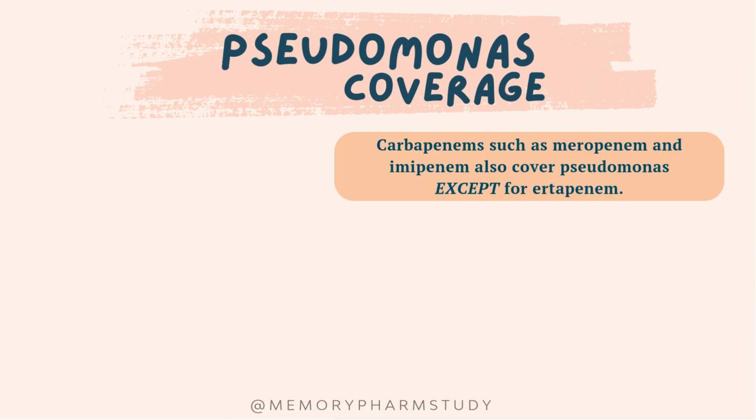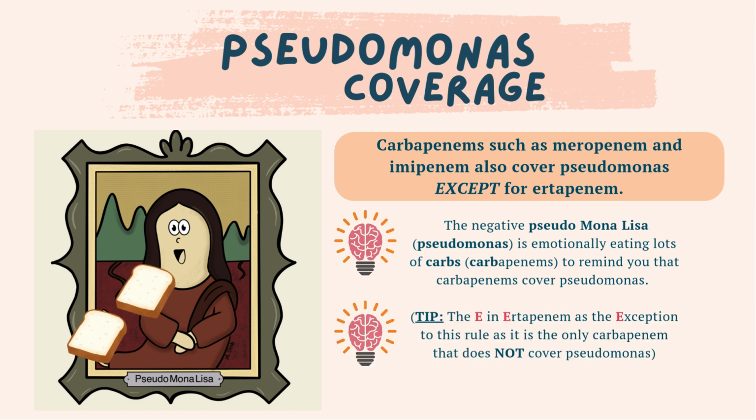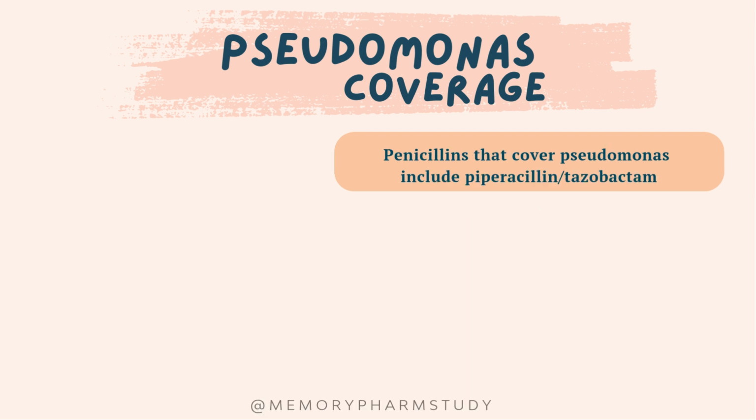Carbapenems such as meropenem and imipenem also cover Pseudomonas except for ertapenem. Think of the negative Pseudomonas Lisa still at the bakery emotionally eating lots of carbs to remind you that carbapenems cover Pseudomonas. Additionally, think of the E in ertapenem as the exception to this rule, as it's the only carbapenem that does not cover Pseudomonas.